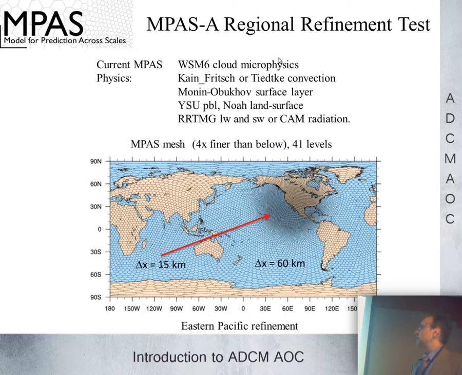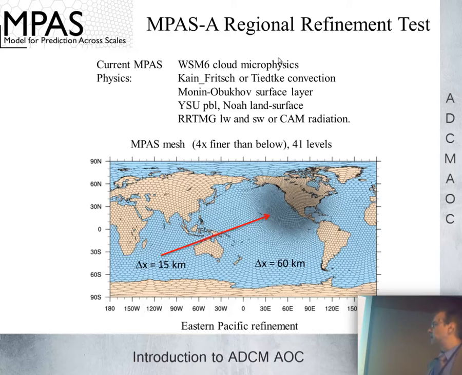We now have physics in this model, with some options even. So there's microphysics, a couple of cumulus parameterizations, a surface layer scheme coupled to the land surface, the Noah land surface, the YSU Yonsei University planetary boundary layer scheme, and RRTMG or CAM radiation.